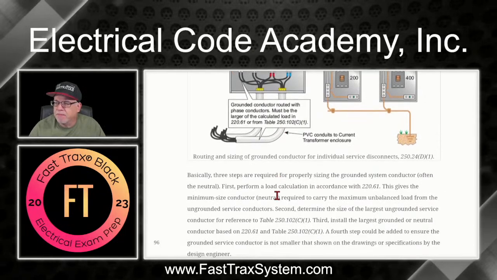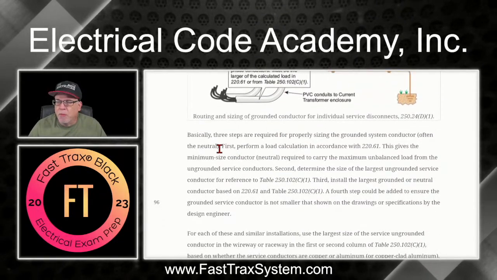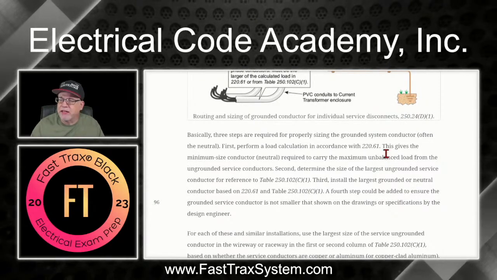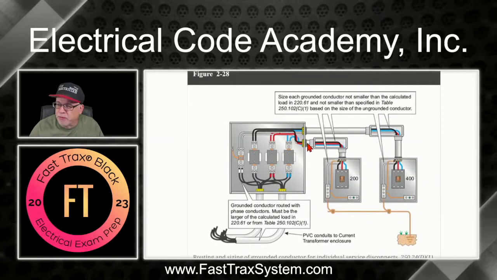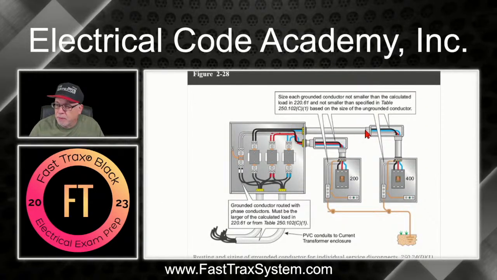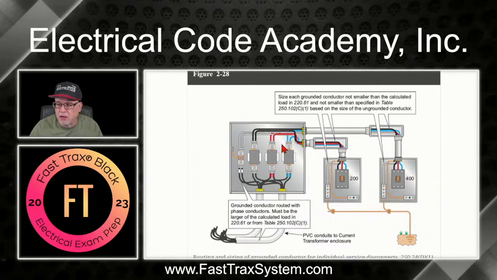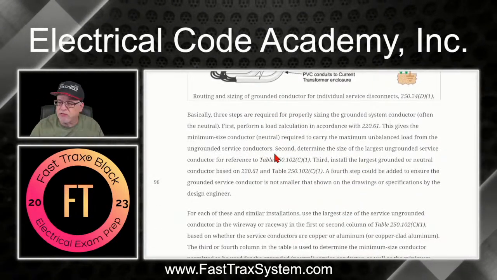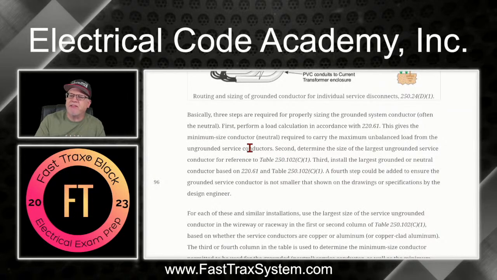All right? So basically, three steps are required to properly size the grounded conductor. Remember, we're still talking about just one raceway here and treating each raceway separately. These aren't parallel. These are separate sets being run to two separate enclosures, okay? So we're still dealing with one raceway. All right, so three basic steps are provided, and there could be a fourth step if you have an engineer design involved, but let's look at it.